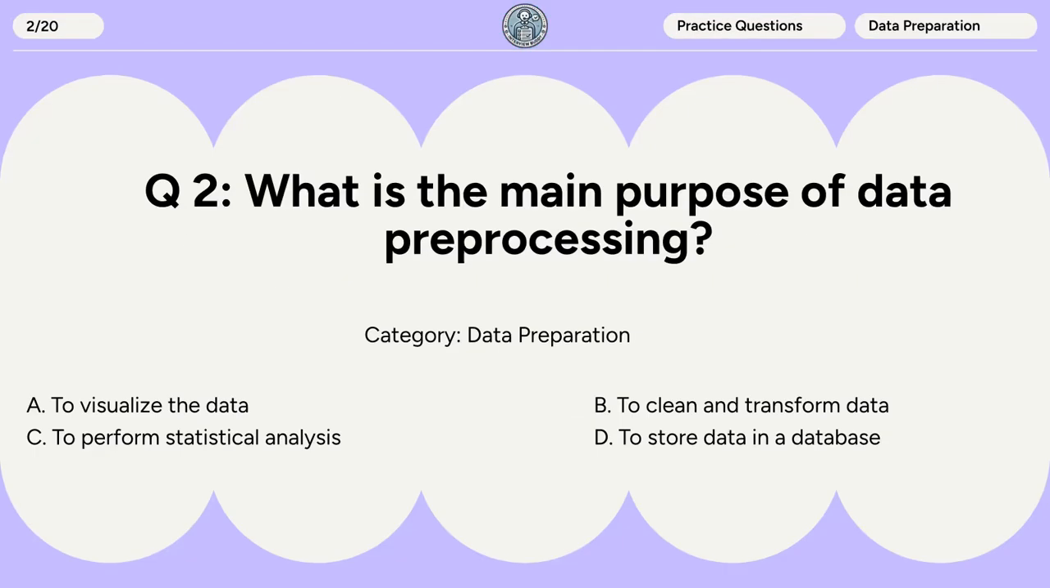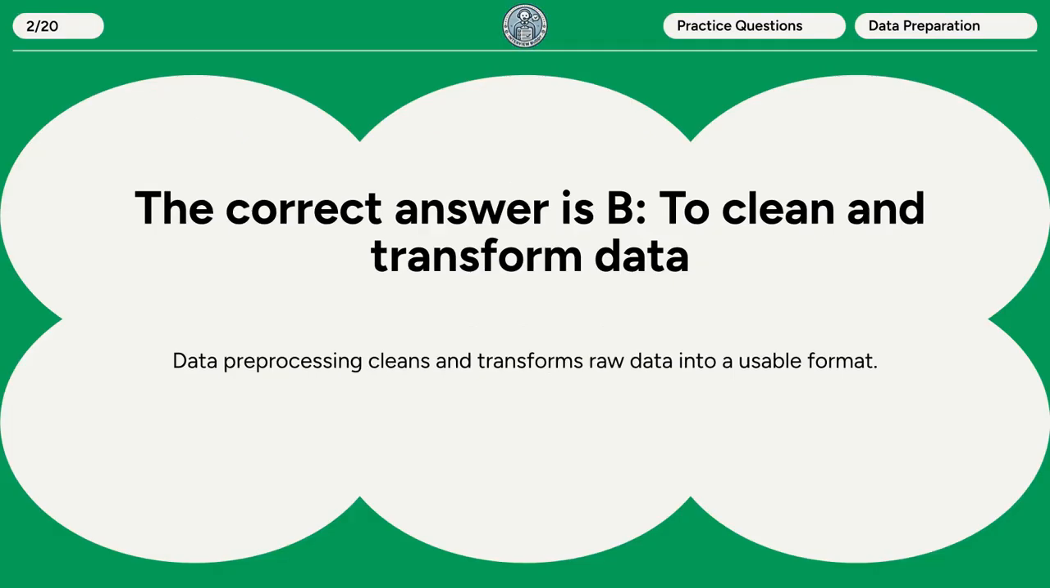Question 2. What is the main purpose of data preprocessing? A. To visualize the data. B. To clean and transform data. C. To perform statistical analysis. D. To store data in a database. The correct answer is B. To clean and transform data. Data preprocessing cleans and transforms raw data into a usable format.